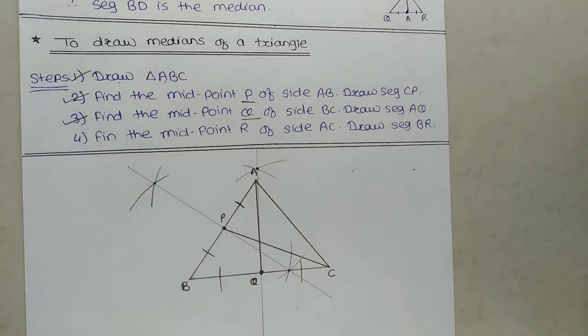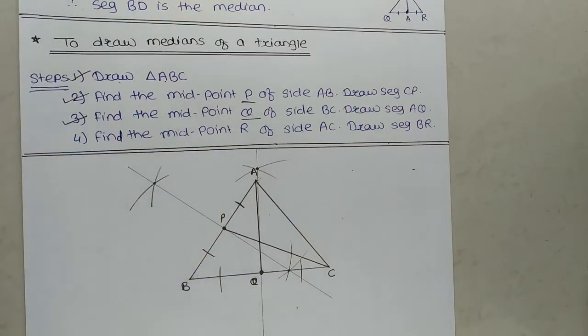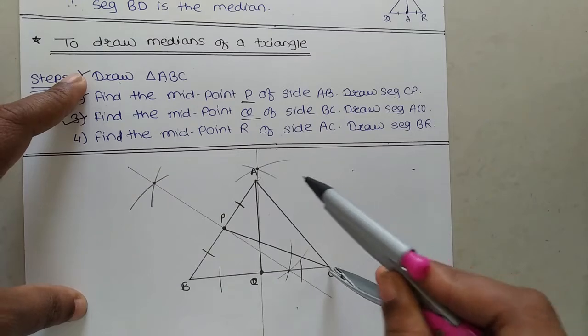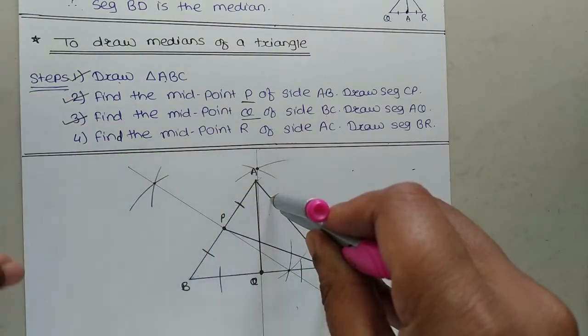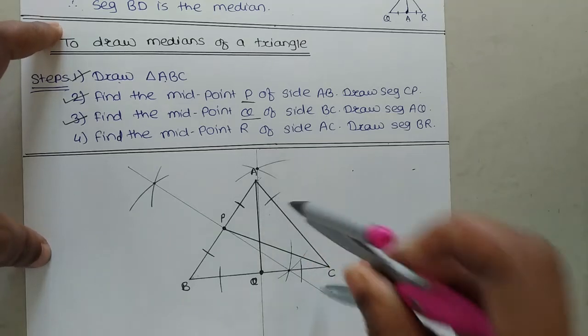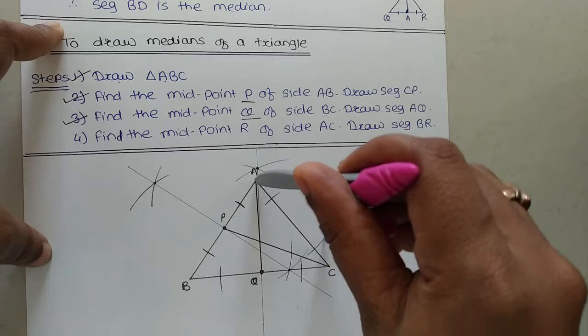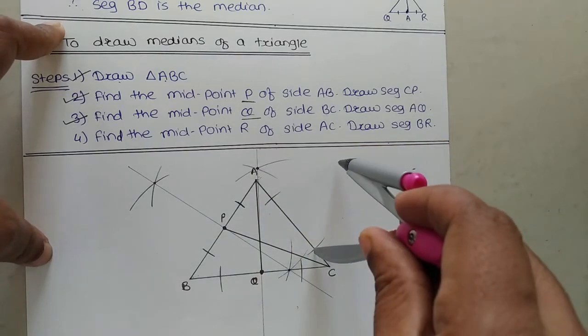Then this one is to find the midpoint R on side AC. You have to consider AC and then find out the midpoint of it. Take more than the half of this one and cross off, without changing the measurement. You have to draw one arc here.